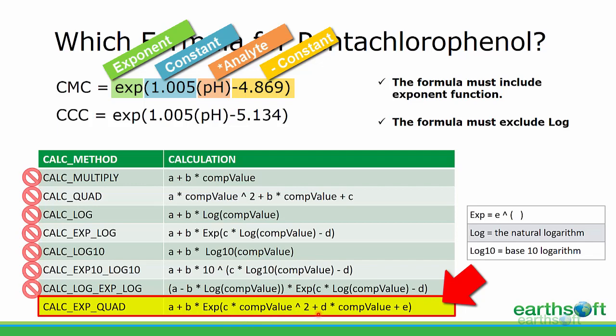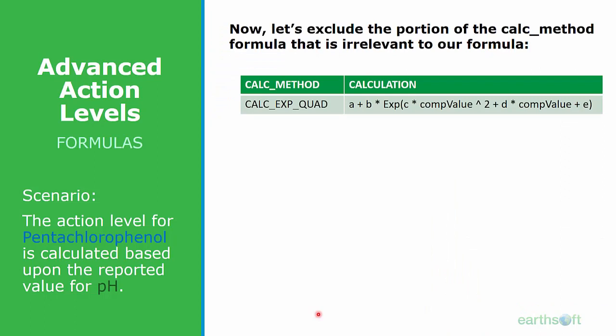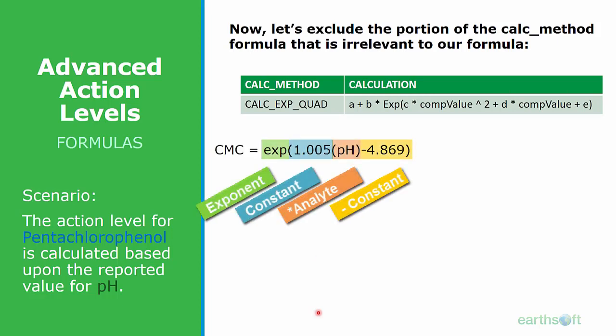But the beauty of the way that these guys are designed is we're going to be able to use just regular old order of operations stuff that we learned back in probably elementary school to get rid of some of this information. So let's exclude that portion of the calc method formula that's irrelevant to our formula. So remember, our action level for pentachlorophenol is calculated based on the reported value for pH. So we'll take a look at our formula, still exactly the same.